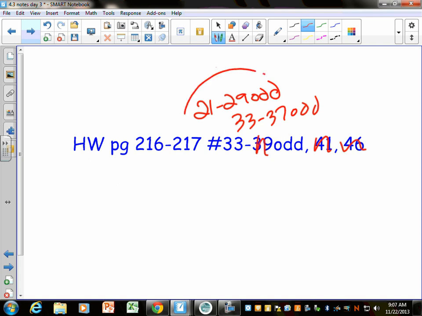So 33 through 37 are the second derivative. 21 through 29, most of those are looking at the graph and saying where it's increasing, where it's decreasing. Pay attention whether it's the original graph or the first derivative. But not a whole lot of computing on those ones from the other.